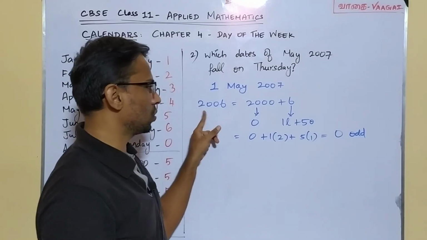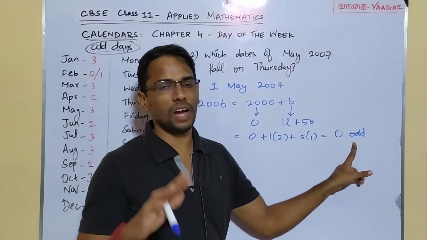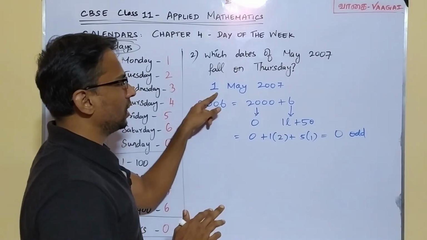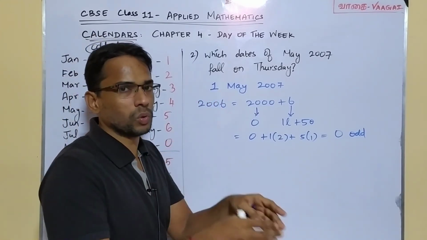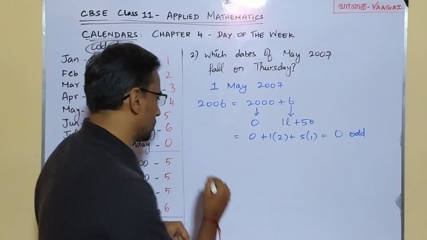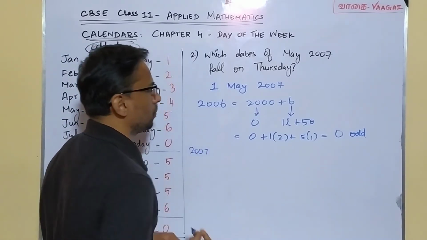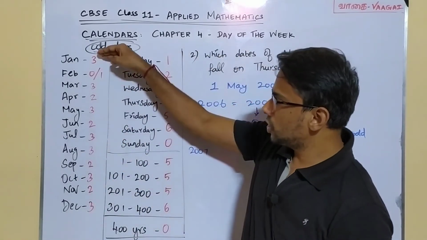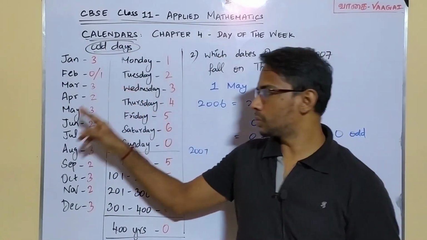So for the first 2006 years, we have 0 odd days. Yes, done. Now our next part is we have to enter the year 2007. And in 2007, we have to cross how many months? Because we have to travel to May 1st. That means we have to cross the first 4 months, right? Because May is our 5th month.